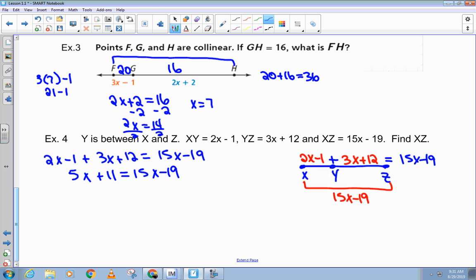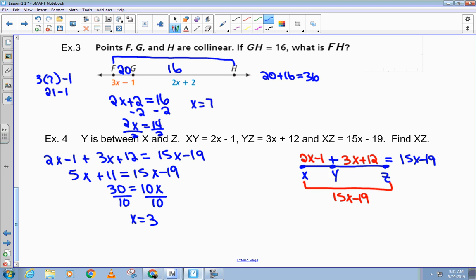Okay, I'm going to bring my 5x over, and I'm going to add 19 to both sides. Okay, and I get 30 equals 10x. I'm going to divide both sides by 10, and I get x is 3. Am I done?